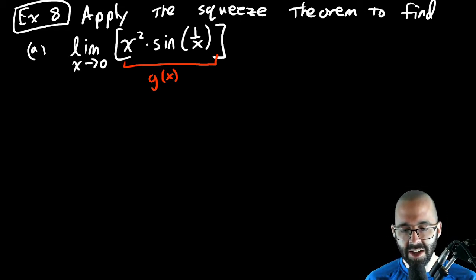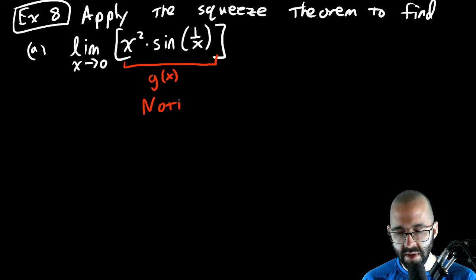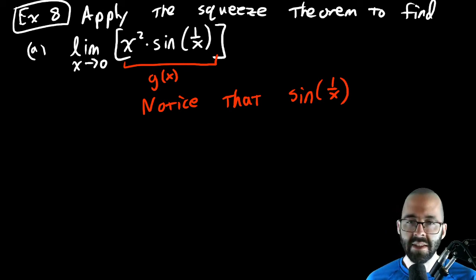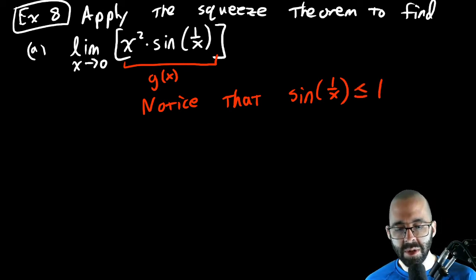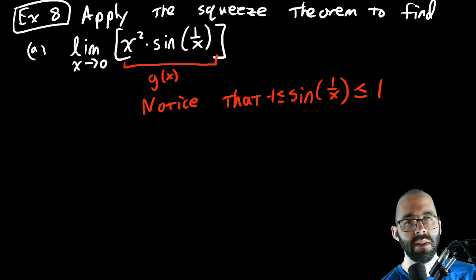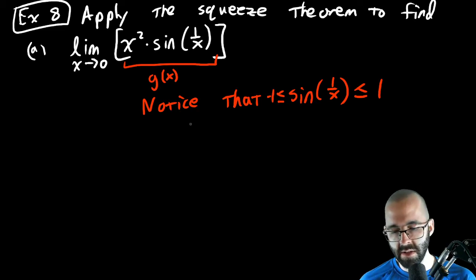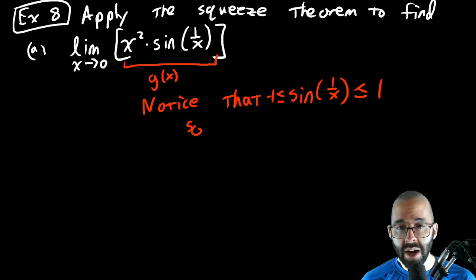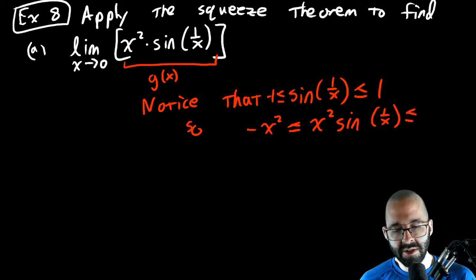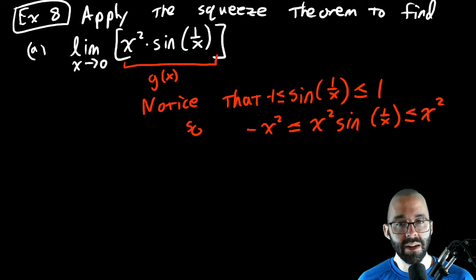We're going to go off to the side and say, okay, notice that sine of anything, it does not matter what is on the inside of this sine, sine of anything is always between -1 and 1. So if we multiply everything by x squared, which is always positive, so that's okay, negative x squared is less than or equal to x squared times sine of 1 over x. It's always less than or equal to positive x squared.